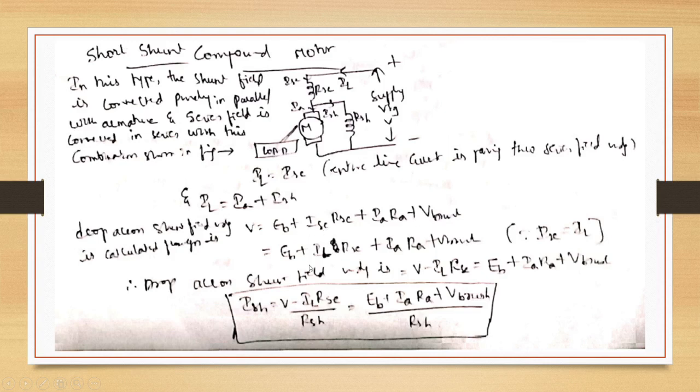So I am writing IL in place of ISC. So the drop across the shunt field winding is V minus IL RSC. From this equation we can write it as EB plus IARA plus V brush. ISH is V minus IL RSC by RSH. But V minus IL RSC is EB plus IARA plus V brush, so dividing by RSH will give us the value of ISH.